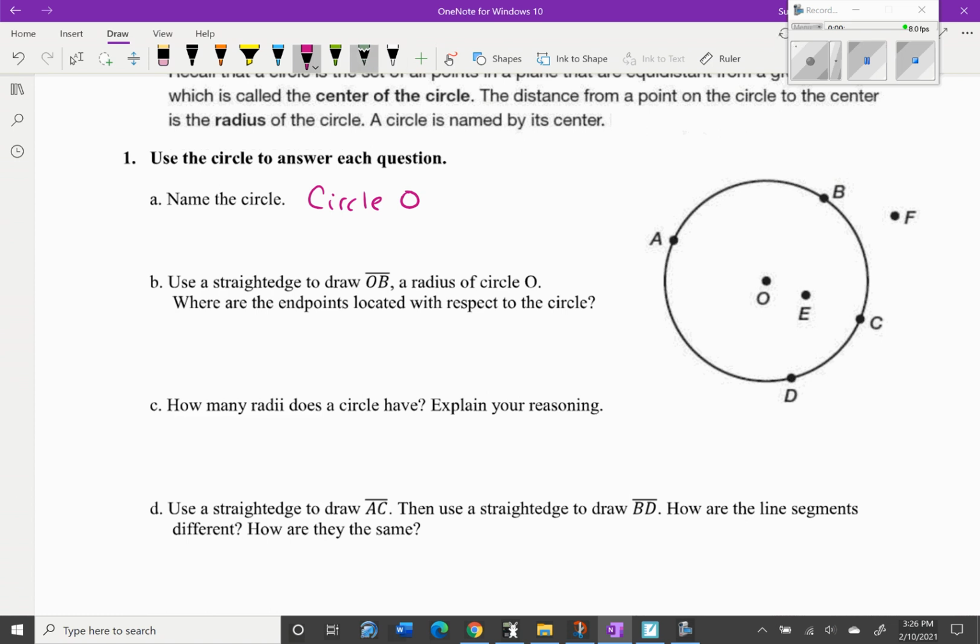So if I use my ruler and draw our line, the endpoints: one is on the circle, and one endpoint is at the center.